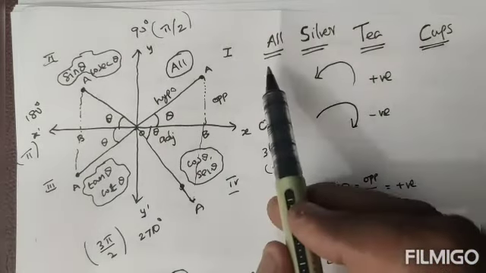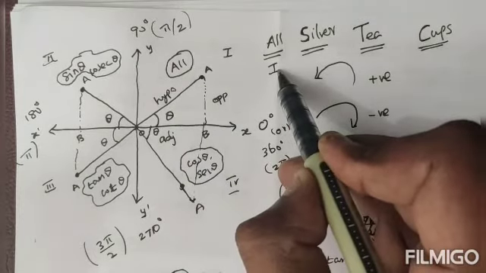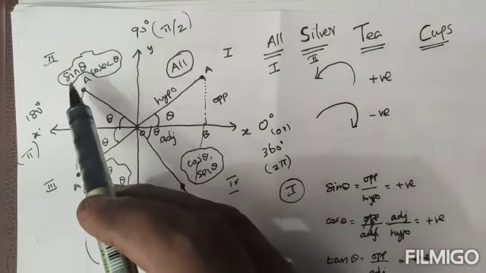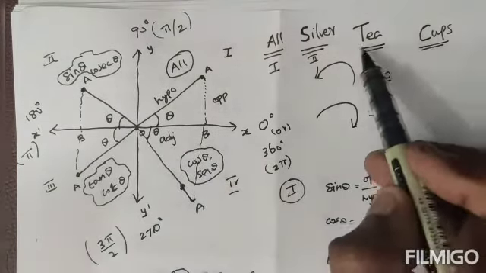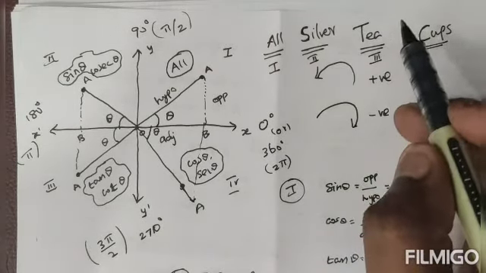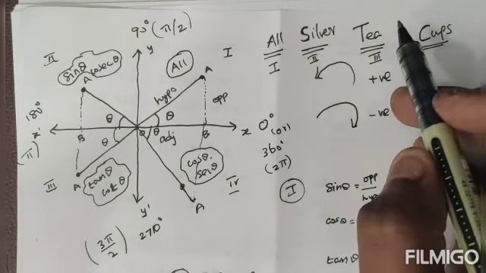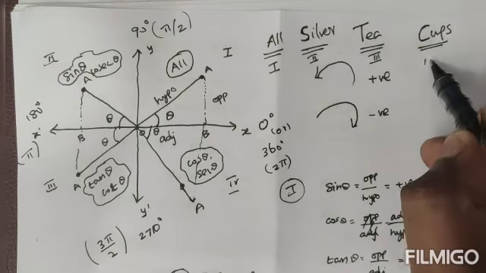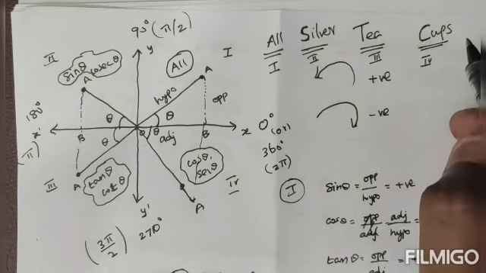So All means for the first quadrant all angles are positive. Silver is the second quadrant, that is sine. Silver indicates sine, so sine and its reciprocal, cosecant, are positive. Next, Tea is tan, that is in the third quadrant, so tan and its reciprocal cot theta both are positive. And the last, Cups, C indicates cos. Cos is in the fourth quadrant, so cos and its reciprocal, secant, both are positive.